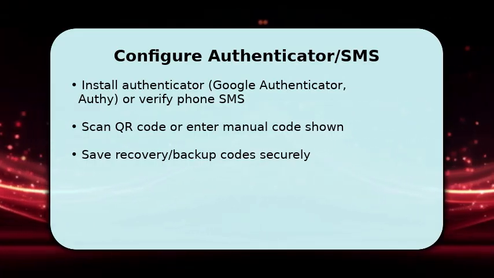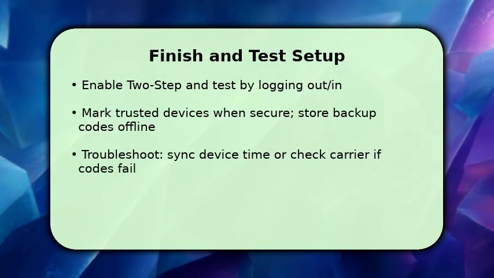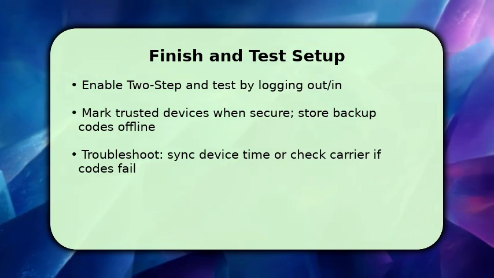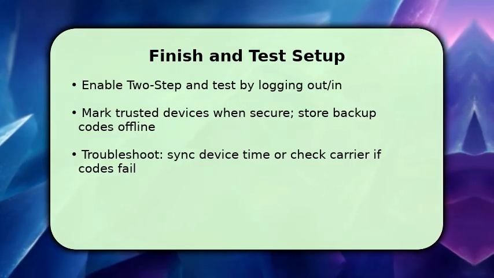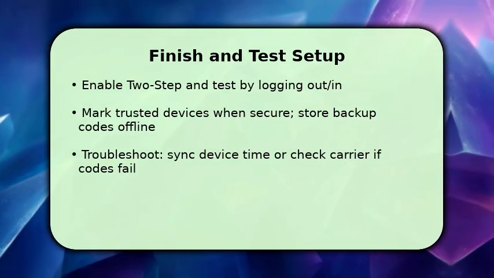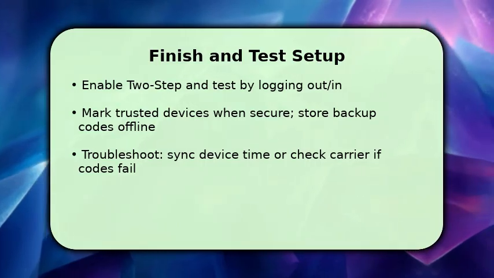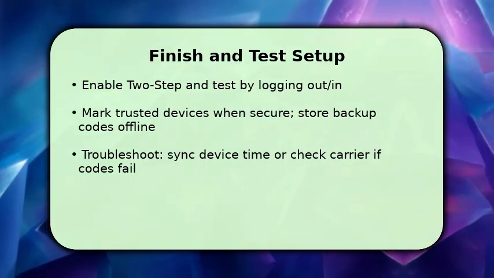Finish by enabling two-step verification and then test it immediately. Log out and sign back in to confirm you receive a code. When prompted, decide whether to trust the device you're using for less friction later. Store backup codes offline, print or save them in a password manager.